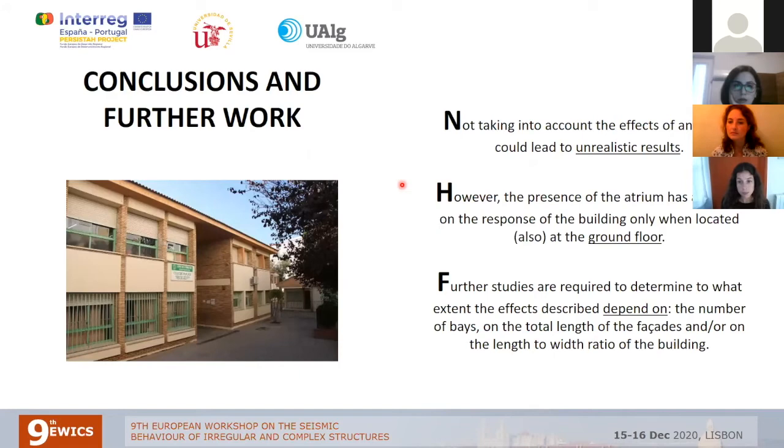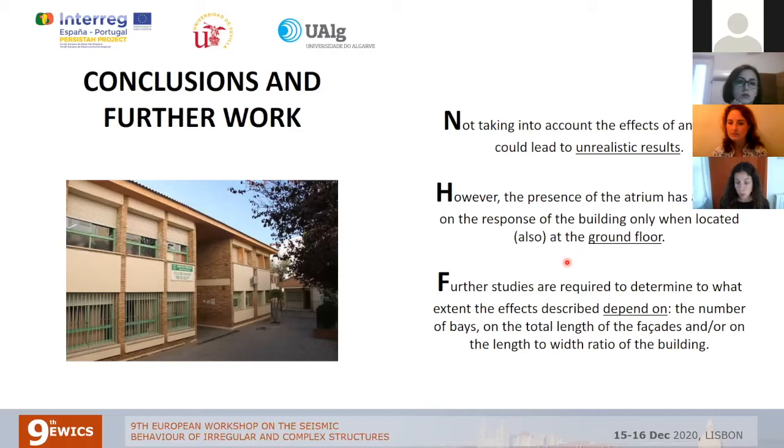I didn't mention this in the results. Sorry. I mentioned that we've made one model with the atrium on the ground floor, and another model equal to that one, but with the atrium both in the ground floor and in the first floor. Well, it doesn't change. When the atrium is already in the ground floor, it doesn't matter that you add it in the second floor. The effect is already there.